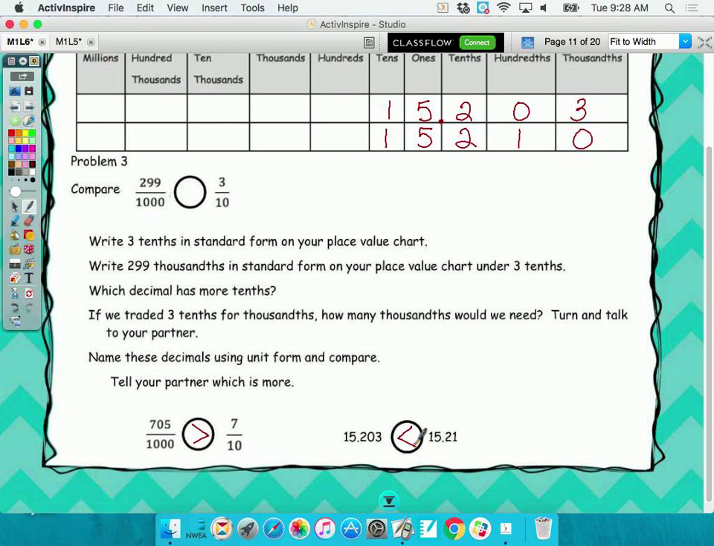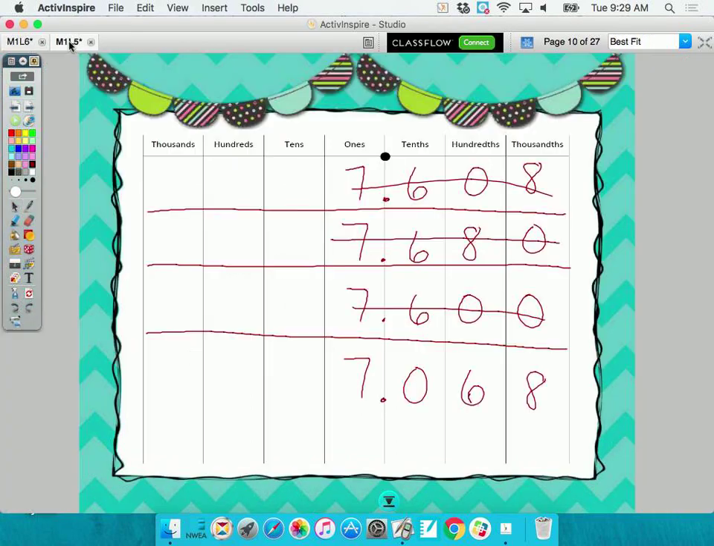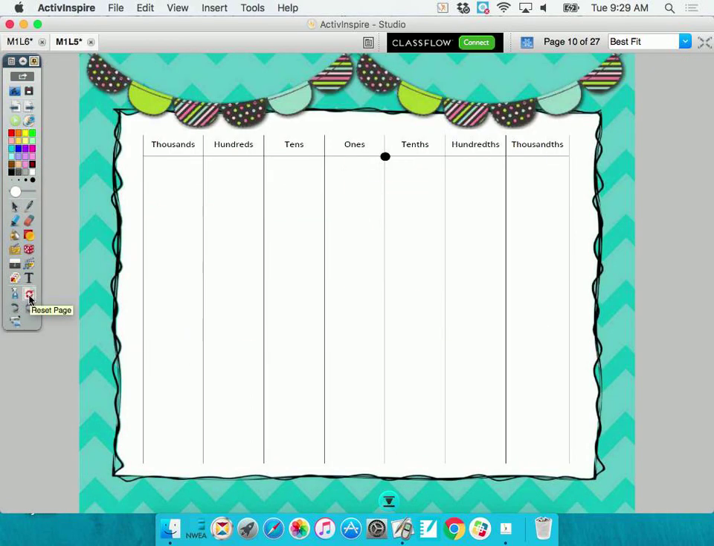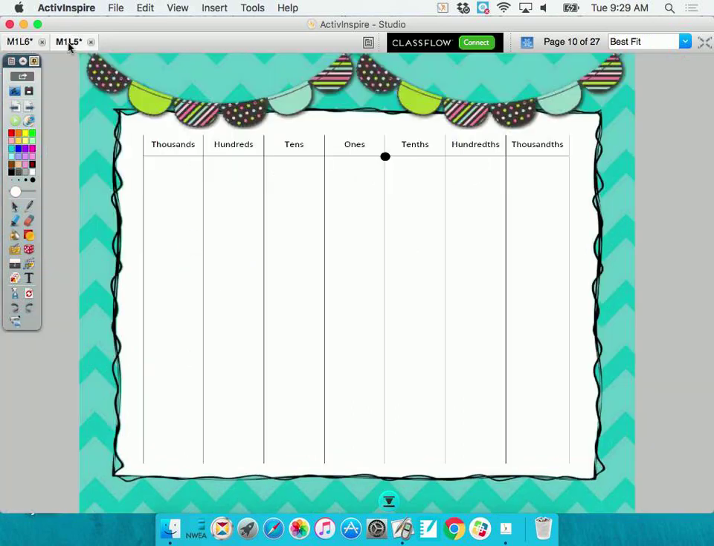Okay, that's basically most of the lesson. We've got one more thing we're doing. My place value chart is actually on a different page, and it looks like I've already been using it. So we're going to go back and forth from the paper to the place value chart like we have been. Start with 27 and 5 thousandths. Put that on your place value chart.